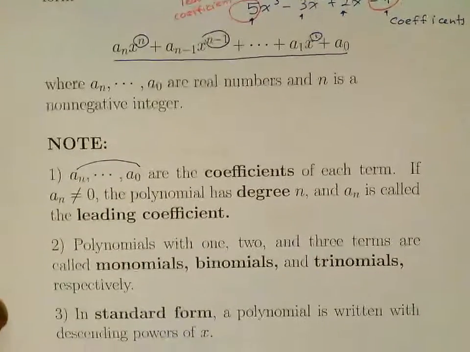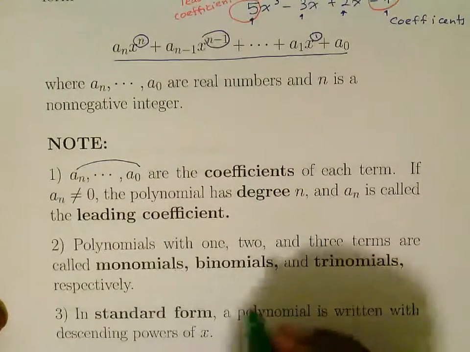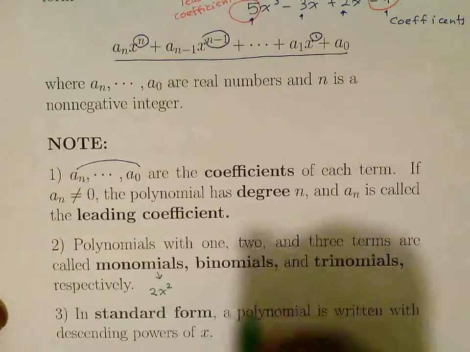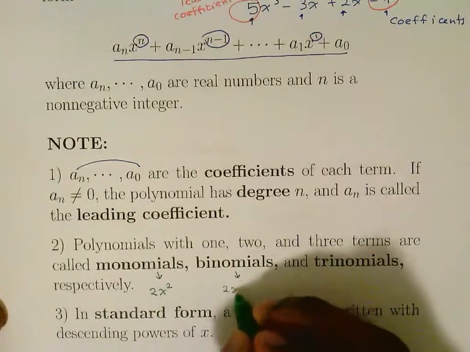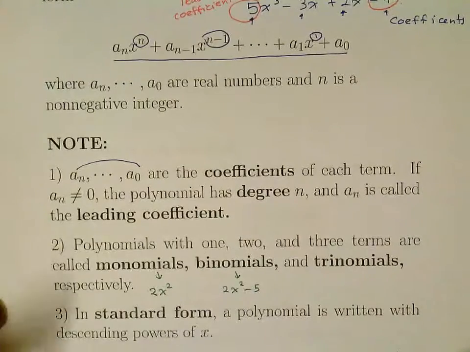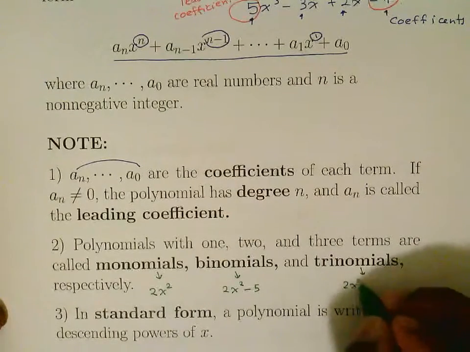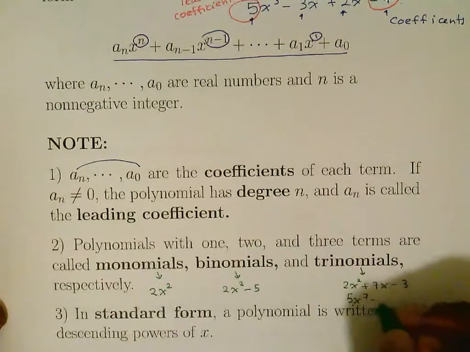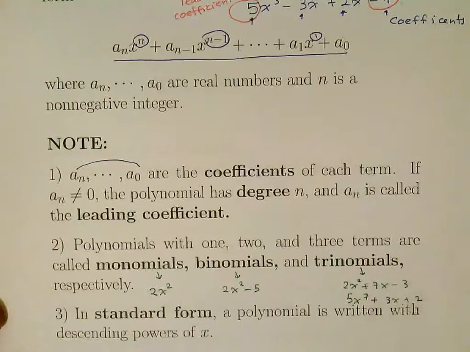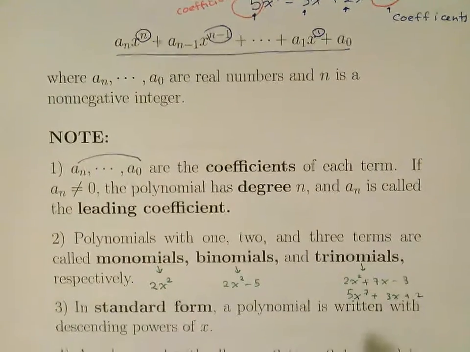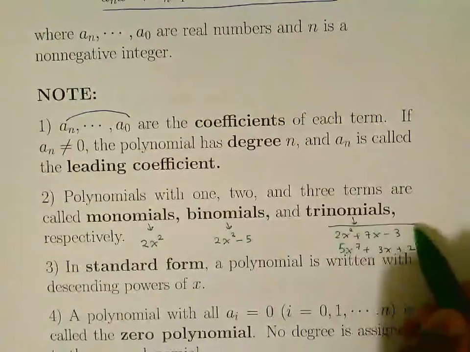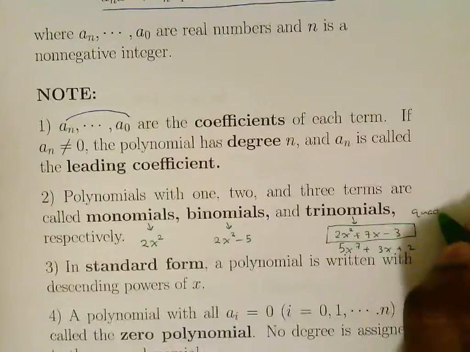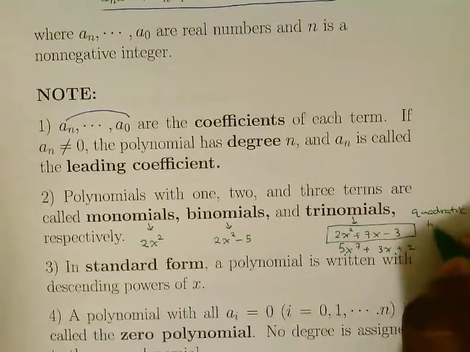Now there are different types of polynomials. Monomials, like 2x squared, is a monomial, just one term. Binomials, two terms, like 2x squared minus 5, that's a binomial. Trinomials, like 2x squared plus 7x minus 3, or 5x to the power 7 plus 3x plus 2. Whenever there are three terms, it's called a trinomial. So we will focus on this type of trinomials, which are called quadratic trinomials.